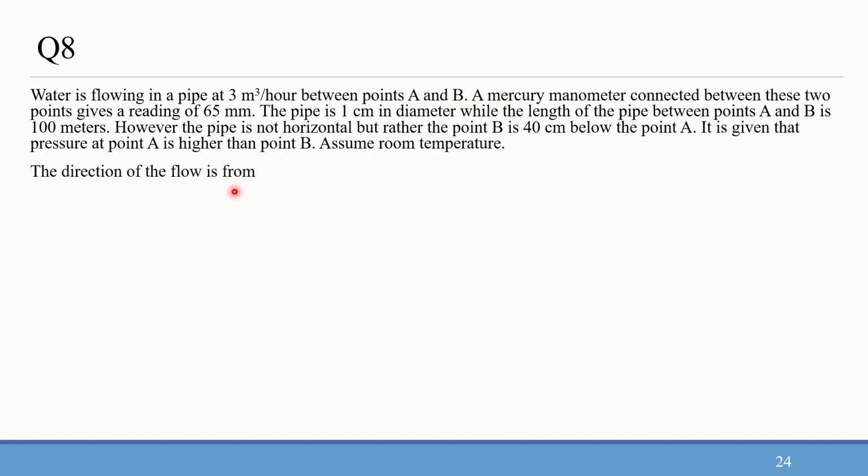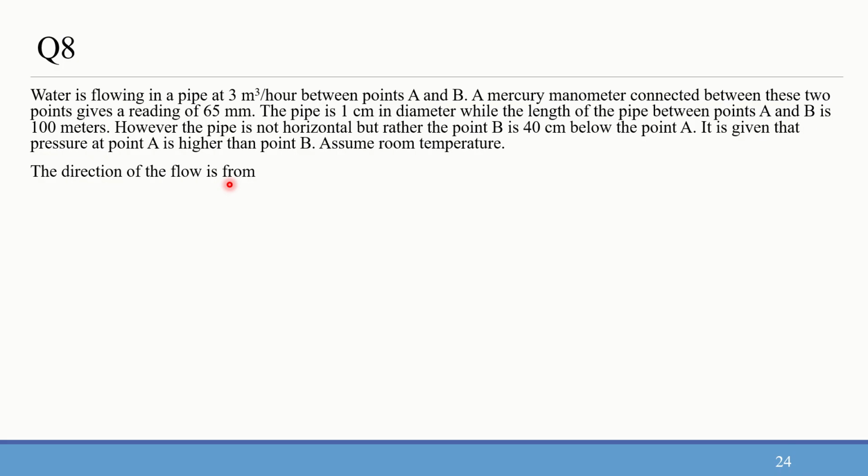Without even looking at the options for this question, we can directly answer because two major pieces of information are given. We have that the pipe is not horizontal. Point B is 40 centimeter below point A. So point A is at a higher elevation. Second thing is pressure at point A is higher than at point B. So again these two points push us towards the answer that A to B is the direction of flow. Water flows from point A to point B. So that is the answer.